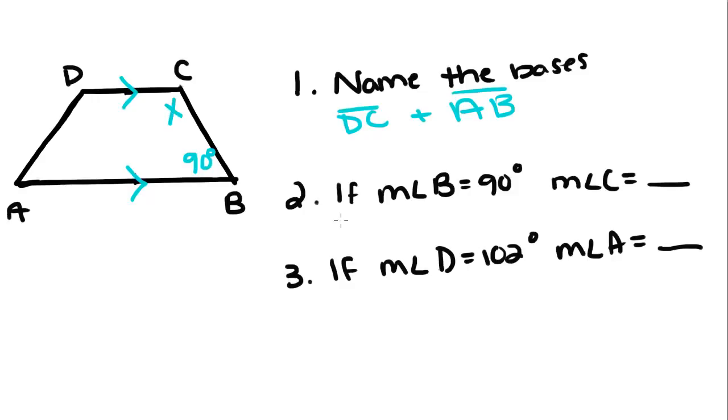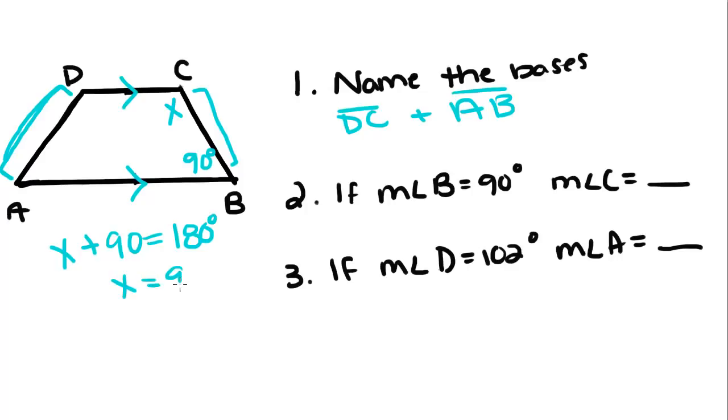Well, we said that there can only be two pairs of supplementary angles. So for this particular trapezoid, these two and these two are supplementary. So to solve for x, we set x plus 90 equals 180. If you subtract the 90 over, you get x equals 90.